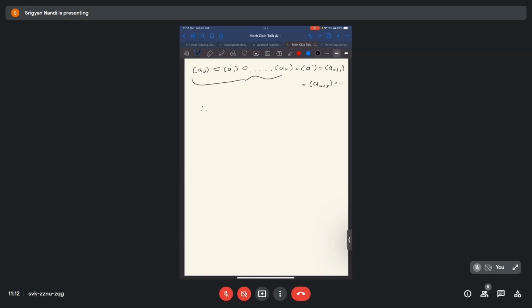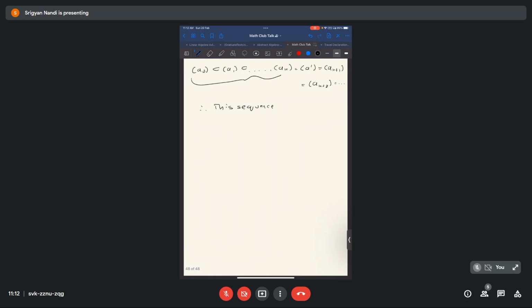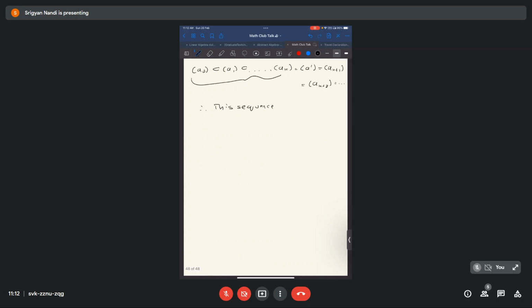Are we using some form of Zorn's lemma here? Yes, we are using Zorn's lemma over here, since we are using the fact that it will be bounded above. We used the fact that this ideal that we defined over here actually bounds this entire sequence of ideals. So it's not exactly Zorn's lemma, but we are using a setup of the fact that this chain is bounded, using the methods that we use to prove Zorn's lemma.